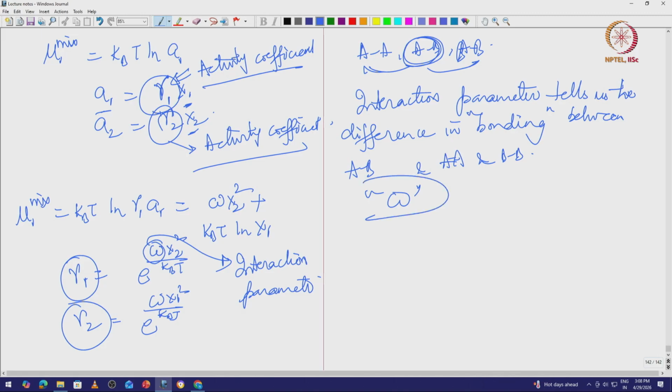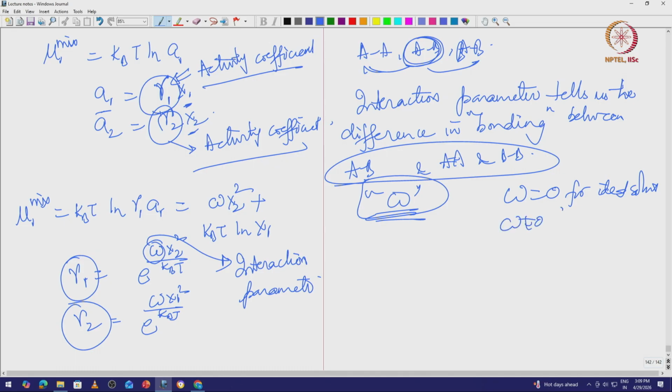So we have vaguely tried to say what omega is. Omega is the interaction parameter, and interaction parameter tells us the difference in bonding between AB, AA and BB, right. Now, if there is no difference in bonding, omega is 0 in case of an ideal solution, right. Omega should be 0 for an ideal solution. So, there is no bonding difference between AB, AA and BB, right, but omega is non-zero for a regular solution. So, there is some interaction between AB which is different from AA and BB, right, and this difference in interaction gives me activity coefficients, right.